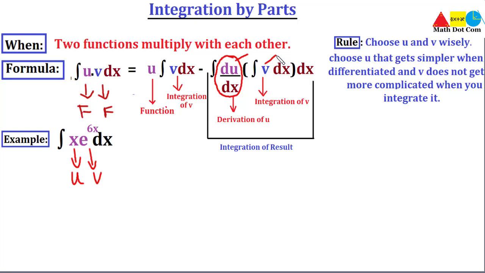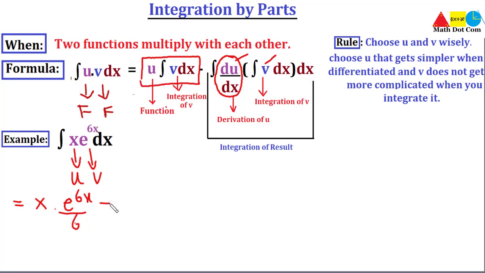Now let's solve it. You will see how easy it will be by choosing these functions as u and v. What we have to do first is write u as it is. It means I have to write x. Then we have to find the integration of v. So the integration of e raised to power 6x is e raised to power 6x divided by 6. It means we have solved this part of the formula.